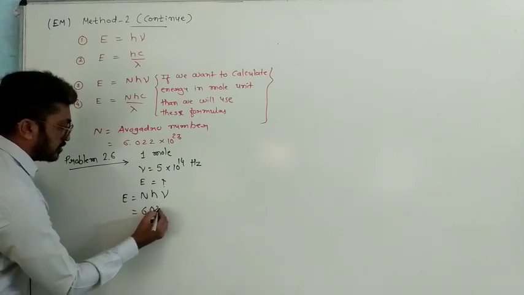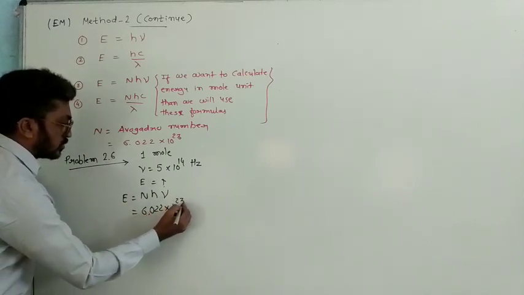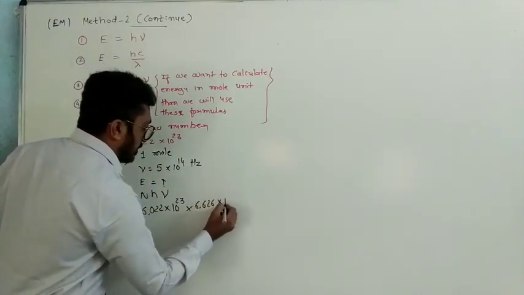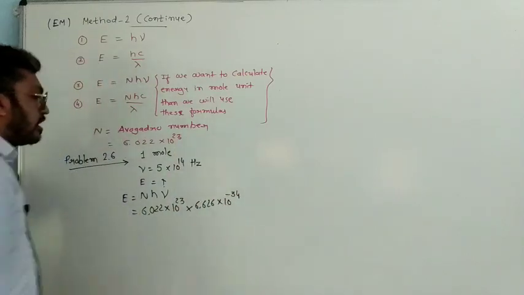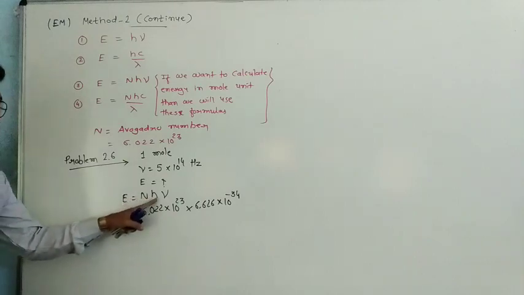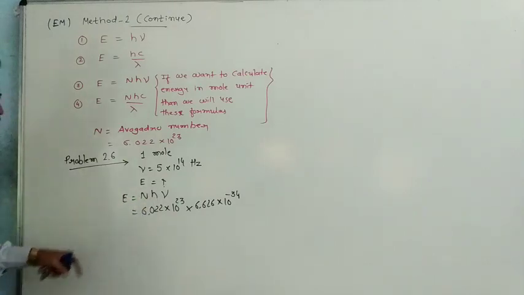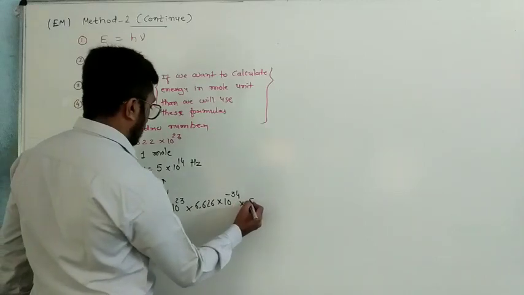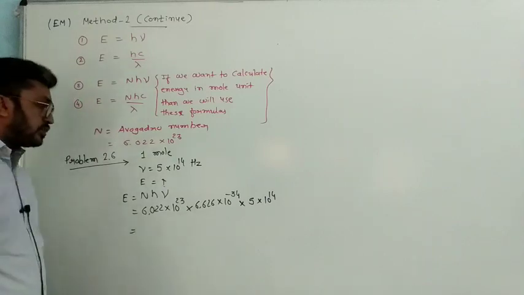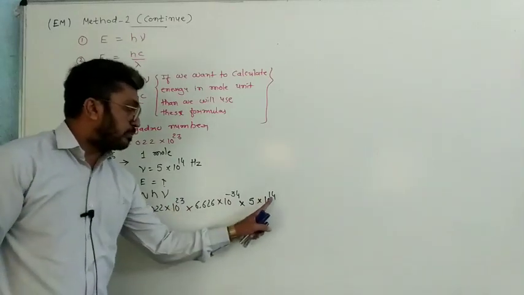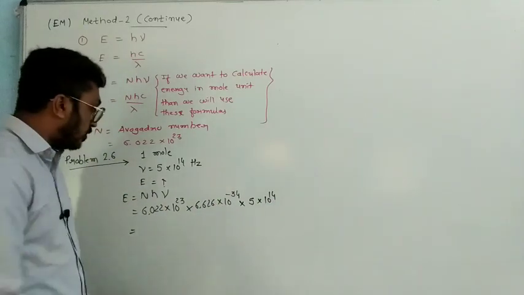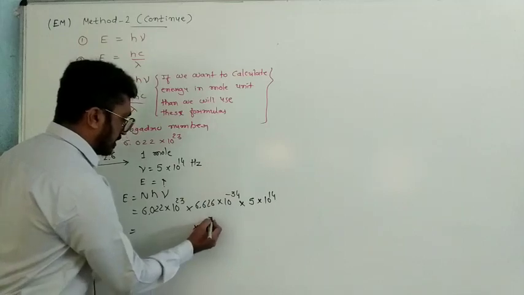Here N is 6.022 into 10^23, Planck constant 6.626 into 10^-34. If we are using Planck constant in joule into second, then our answer of energy is in joule, and the frequency is 5 into 10^14 hertz. Here for the final power, 23 plus 14 means 37, 37 minus 34, so 10 raised to 3.